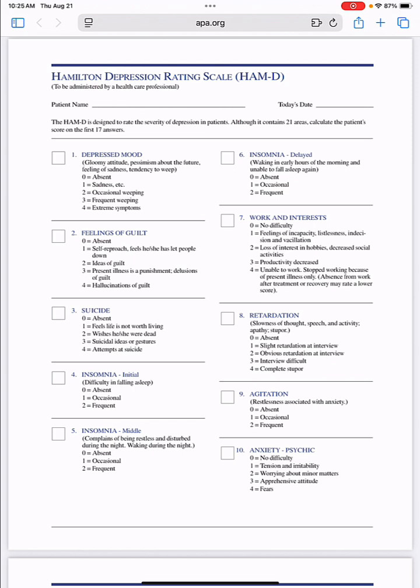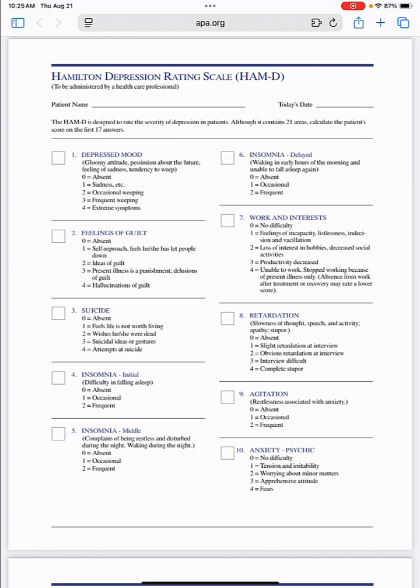Insomnia is heavily focused on here, and it actually breaks it down. For number 4, initial insomnia: 0 for absent, 1 for occasional, 2 for frequent. Number 5, middle insomnia, so complains of being restless, disturbed during the night, waking during the night, rating it from 0 absent all the way to 2 frequent. Number 6, insomnia delayed, so waking in early hours of the morning and unable to fall back asleep, also known as terminal insomnia. Again, rating it a 0 if it's absent or 2 if frequent.